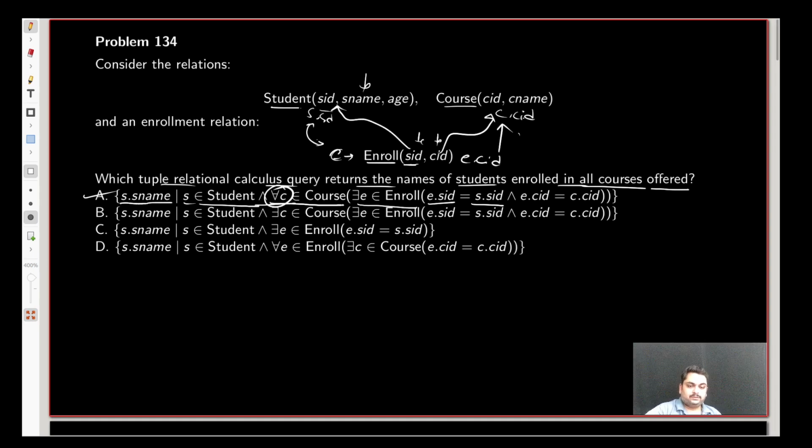So this is the correct option. Option B uses there exists. That means if at least one is there, then it will be selected, so it doesn't hold for all. And here they are not having any link between student, course and enroll, so we will not be able to fetch all the courses, because there may be some courses which are not enrolled. And then there exists course, again the same thing here. E.CID equal to C.CID is not sufficient to get that.